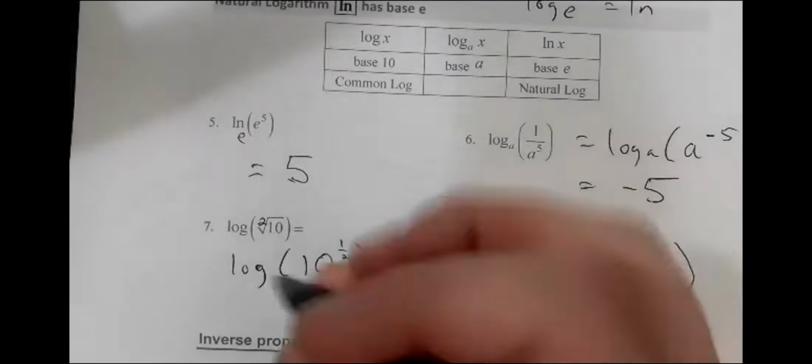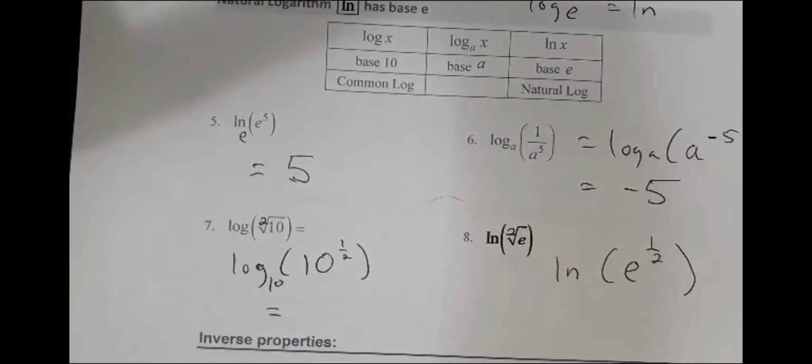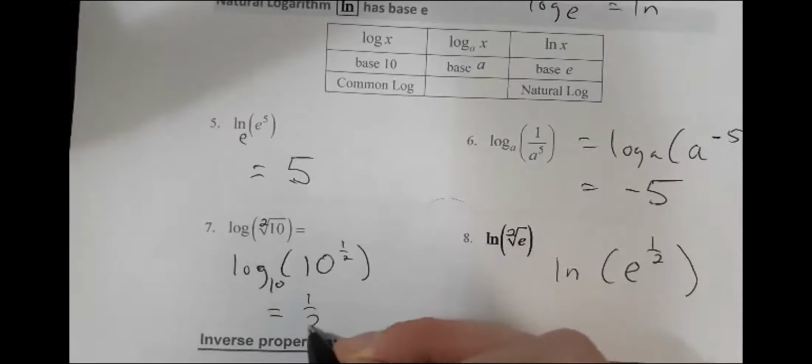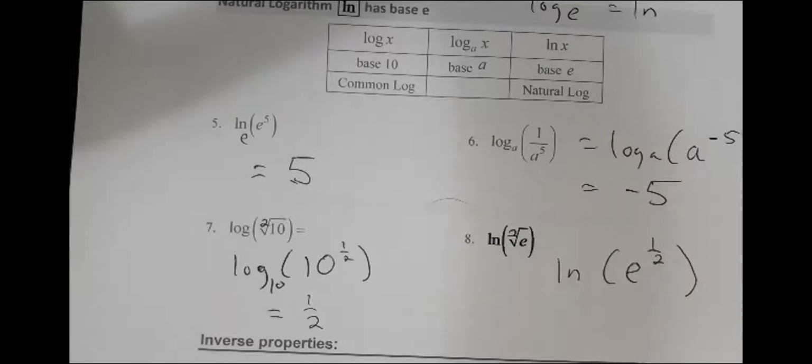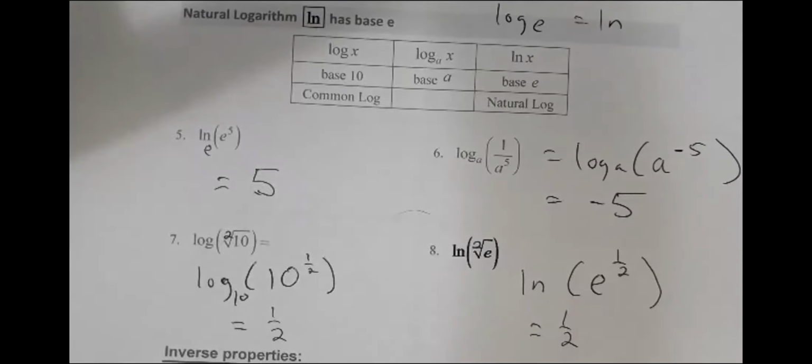If I look at log base 10 of 10 to the 1/2, I'm thinking 10 to the what exponent is going to give me 10 to the 1/2. 10 to the 1/2 will give me 10 to the 1/2. Same thing here. If I have an ln of e to the 1/2, this should also be giving me 1/2.